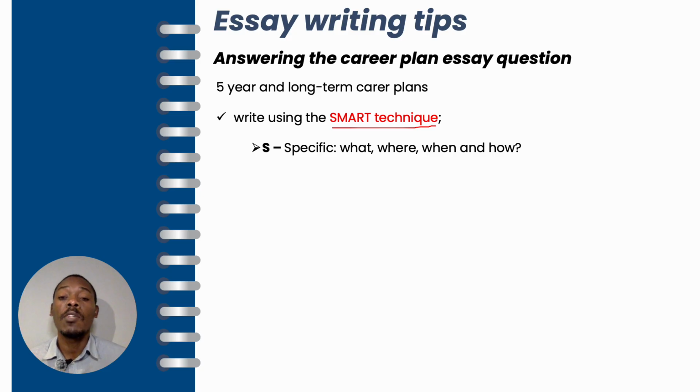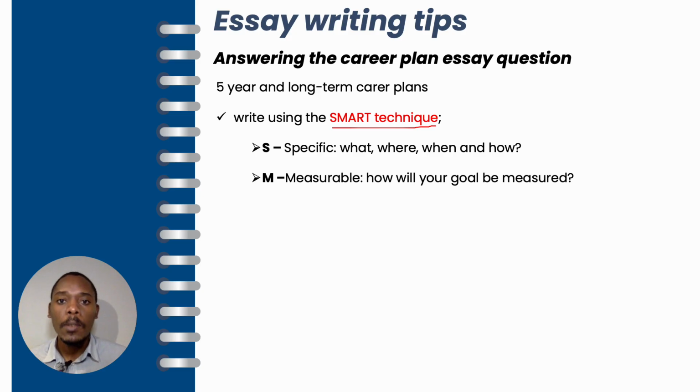So you need to be specific. What do you want to do in your 5-year plan? What do you want to do in your long-term plan? Where do you want to do that? When do you want to do it, and how do you want to do it? So you need to be specific on what you want to do in your 5-year plan and in your long-term plan.